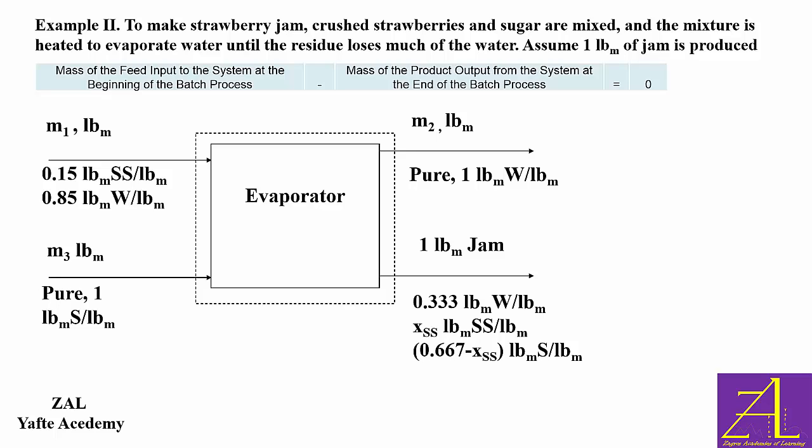For the sake of mass balance calculations, we drew the flowchart assuming a closed system during delta T, that is between 8 a.m. and 11 a.m. Before 8 a.m., M1 and M3, strawberry and sugar, cross the boundary, and then at 11 a.m., M2, which is the water, and 1 pound of jam cross the boundary as products. Of course, this is what the flowchart says.